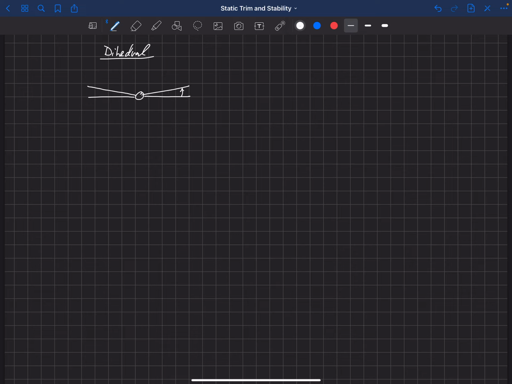So unfortunately, the symbol that we use for dihedral is gamma, and gamma is also used to express the vorticity distribution on a wing, so that can be a little bit confusing. But for this lecture, we'll only be looking at it in terms of dihedral. So that's what gamma means here.